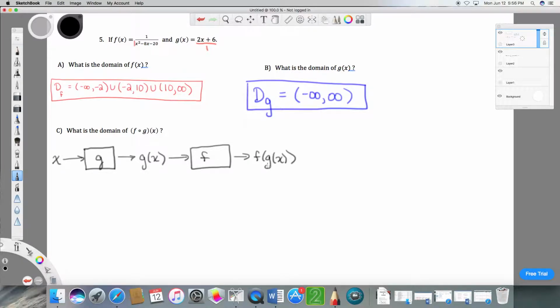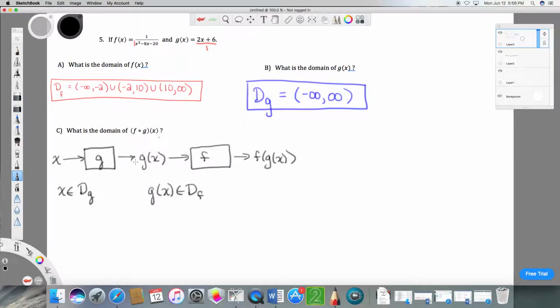So two things have to be true to be in the domain of f composed with g. The first thing is that x has to be in the domain of g. And the second thing is that the output of g, this g of x, has to be in the domain of f.